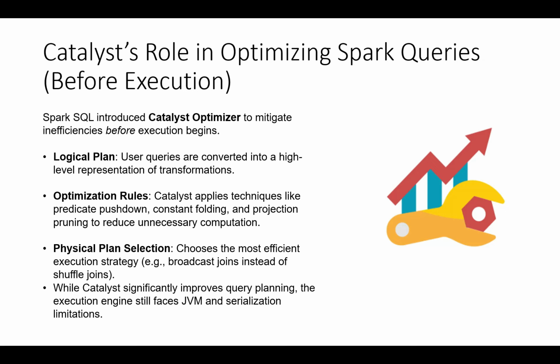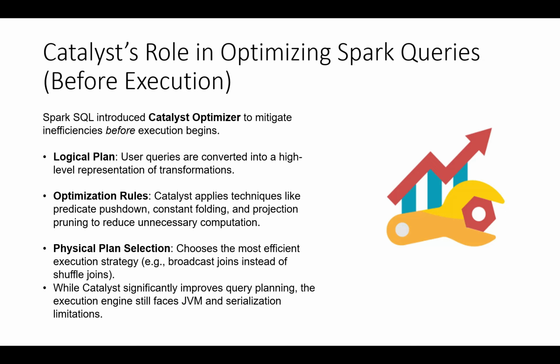Now let us understand what role Catalyst plays when we talk about optimizing Spark queries, and this is all done before execution. In one of my videos I spoke about the steps that happen when we submit a job, like logical plan creation and physical plan creation. These are all done before the execution, and that is when the Catalyst optimizer's role comes in. Spark has introduced the Catalyst optimizer to mitigate all these inefficiencies before the execution begins.